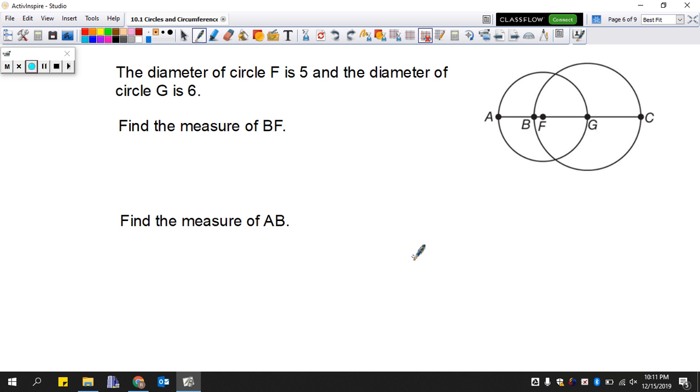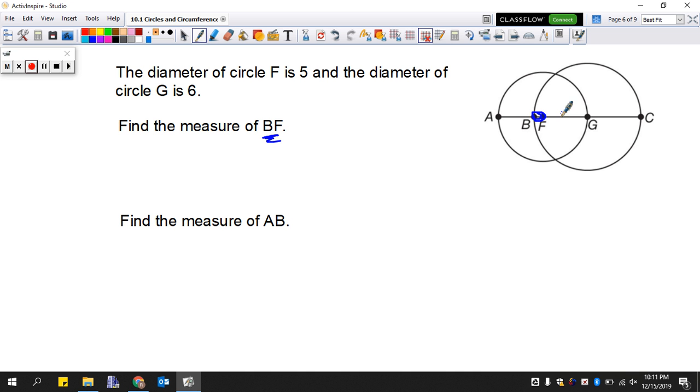All right, in this one, it says the diameter of circle F is 5, and the diameter of circle G is 6. So the diameter of circle F, that's the smaller one, from A to G is 5. And from B to C, circle G, is 6. It says find the measure of BF. BF is just this little part right in here.